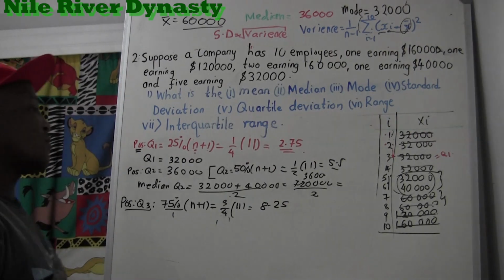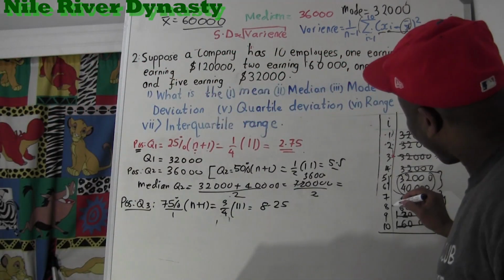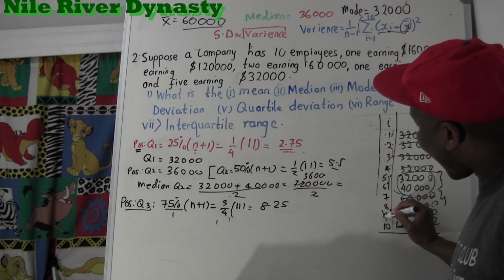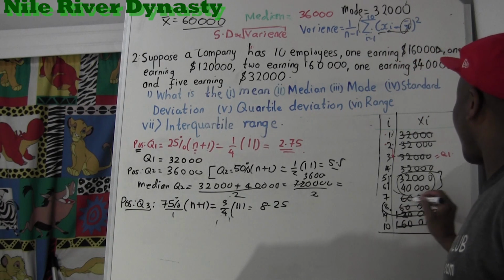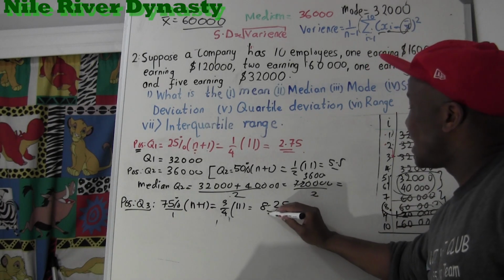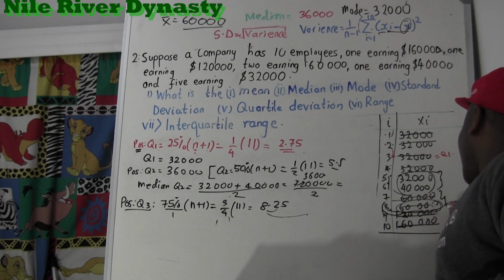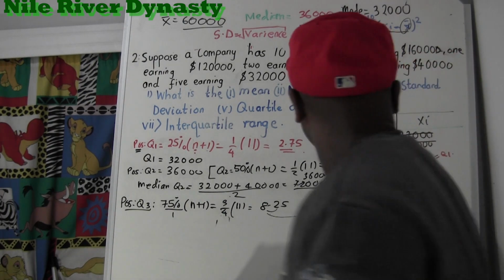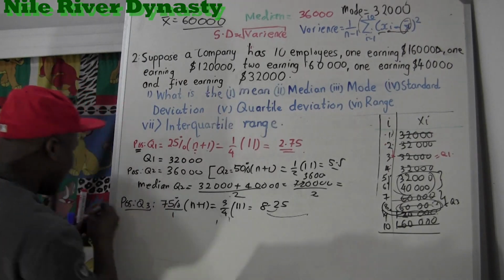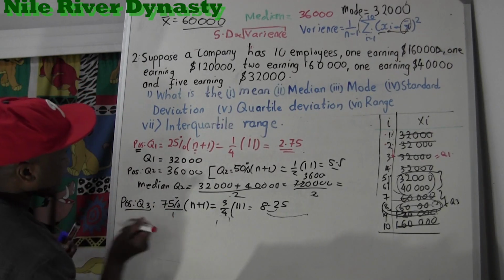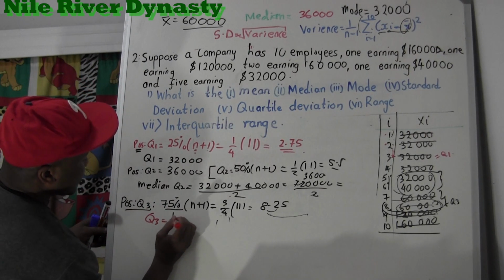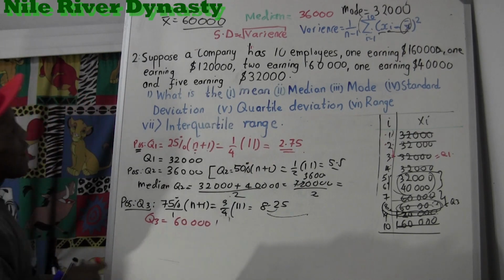So 8.25 is somewhere here, but it's not even half. I'd rather take this one, because if you approximate, it's closer to 8 than 9. So this is my quartile 3, 60,000.